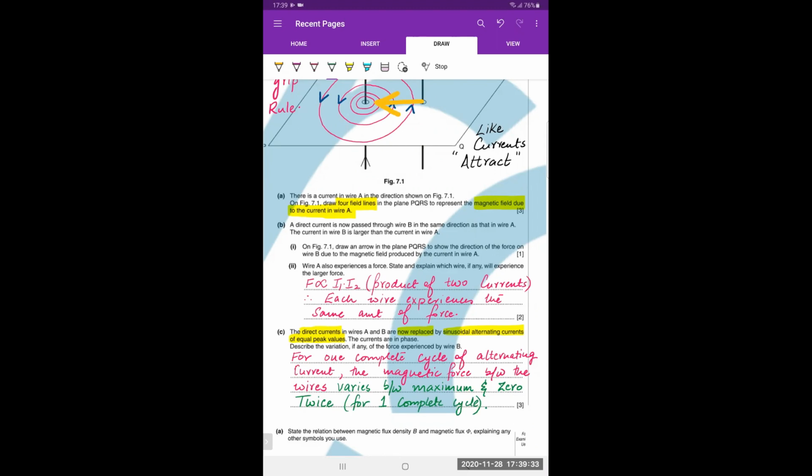Okay, so the question was asking you, how would the force vary if the wires are carrying alternating currents? The wording should include the term that the force varies between maximum and zero. Secondly, it should include the term that this variation occurs twice. All these statements are relevant. Force varies between maximum and zero. Second point, it varies twice.